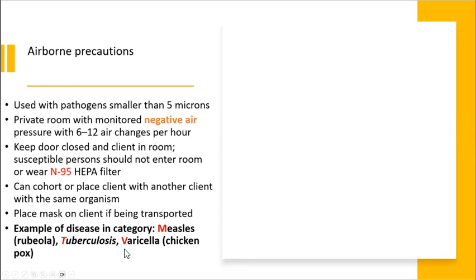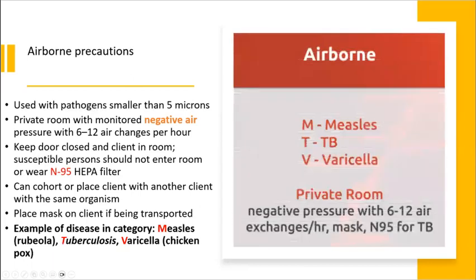So MTV, where M would be your measles, T would be TB, tuberculosis, and V would be our varicella or chickenpox. So M would be measles or rubella, T would be tuberculosis, V would be varicella. Again, remember, we're going to place them in a private room with negative air pressure with 6 to 12 air changes per hour. We want to put a mask on the client if we are transporting him, and the healthcare provider is going to wear an N95 mask, especially for tuberculosis.